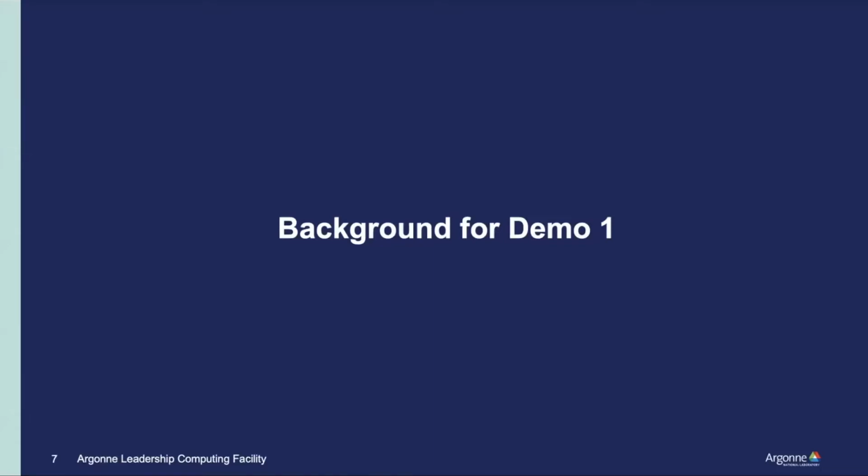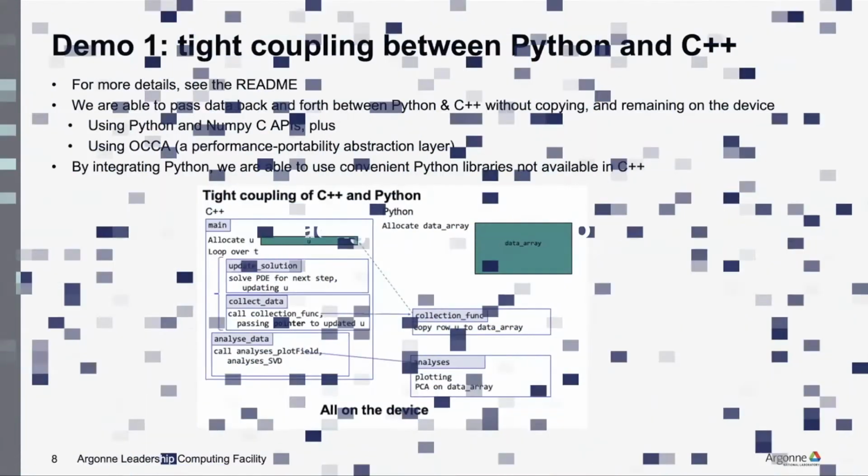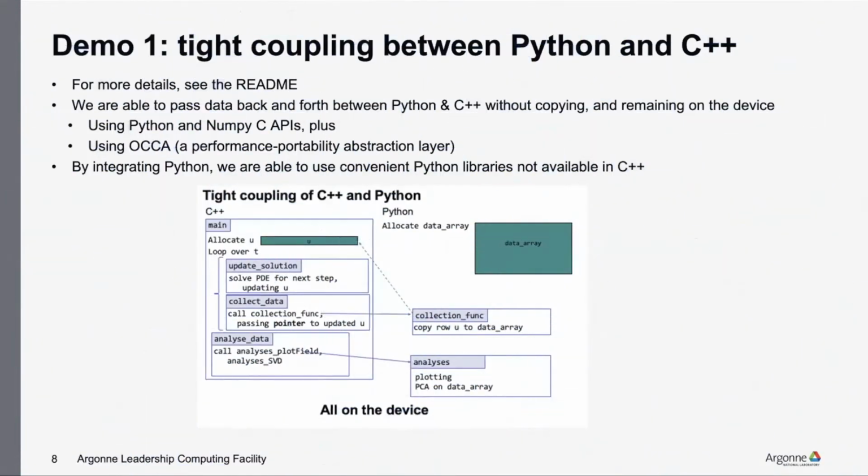As a little bit of background for the first demo, we're going to talk about a tight coupling between Python and C++. You can see more details in the README, but basically we're able to pass data back and forth between Python and C++ without copying it. And we can stay on the device the whole time, which someone will talk about more. For example, you could stay on the GPU the whole time. To do this, we use the Python and NumPy C APIs and Akka.